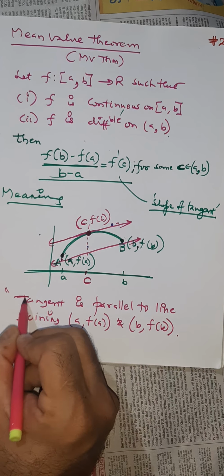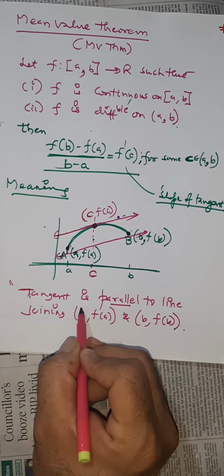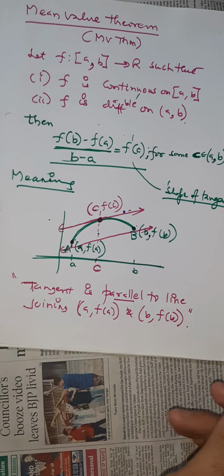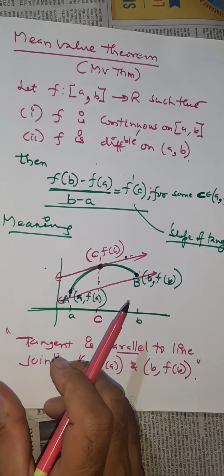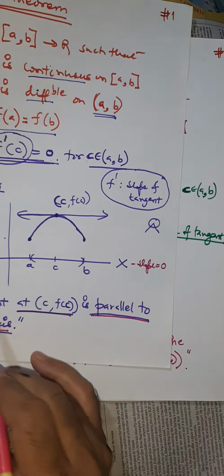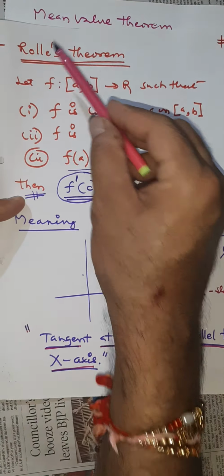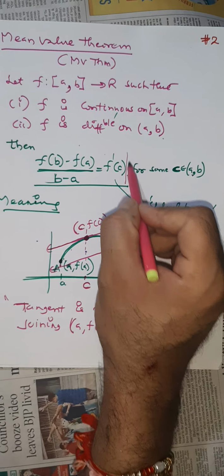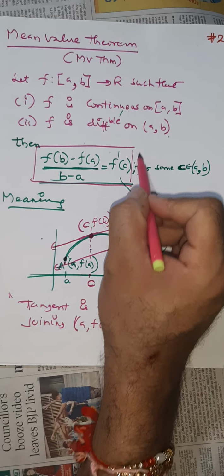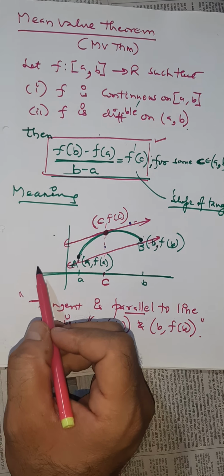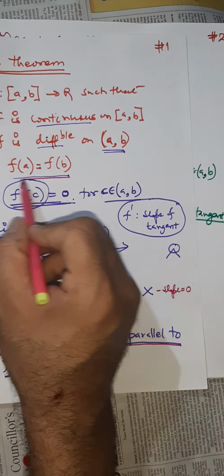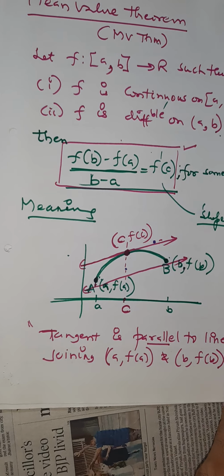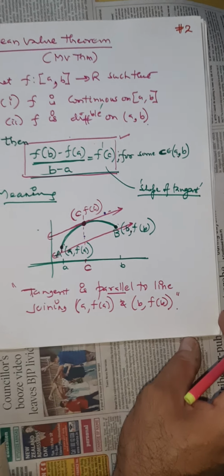So when you have a tangent parallel to the line joining these two, it is the MV theorem. And a tangent parallel to the x-axis means it's Rolle's theorem. So these two things you need to keep in your mind. Here the conclusion is this; in sums we use this, remember. And in Rolle's theorem, what's the conclusion? That is f dash c is 0. So after doing these two things, now let's go to exercises.